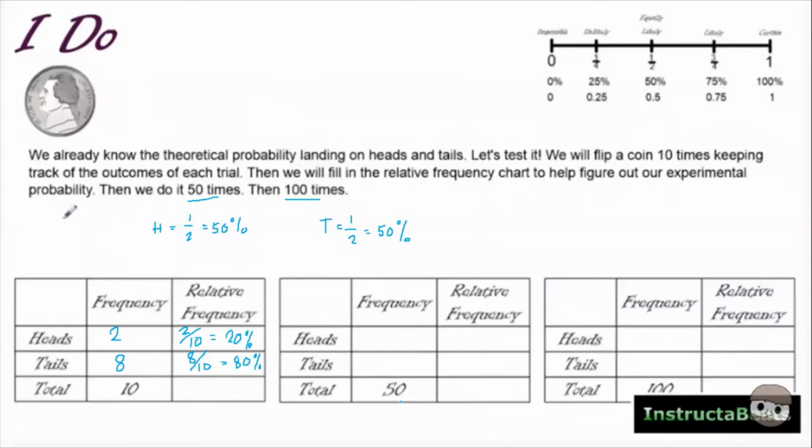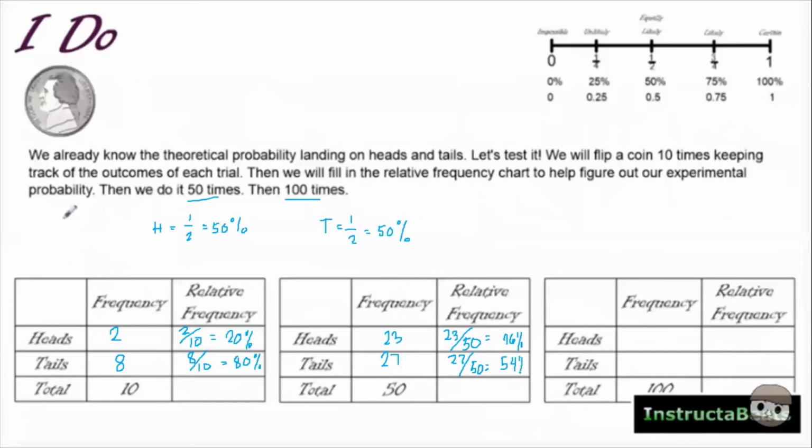So after our experiment, after I tossed the coin 50 times, I got 23 heads and I got 27 tails. In this, I got a relative frequency of 23 out of 50 trials. And when we divide 23 over 50, this will result to 46%. And for the tail, this one is 27 over 50. And when we divide 27 by 50, we got 0.54, or this one is 54%.